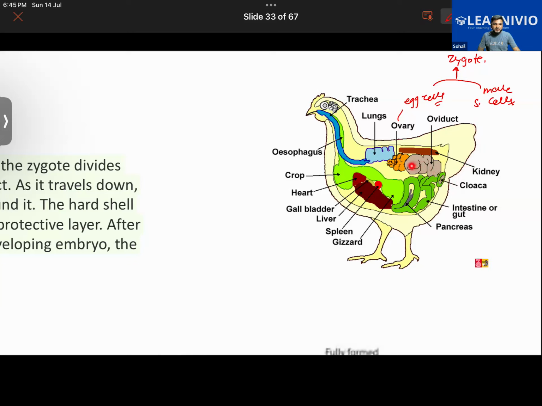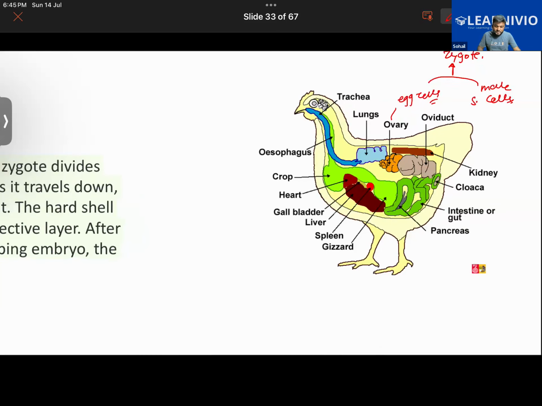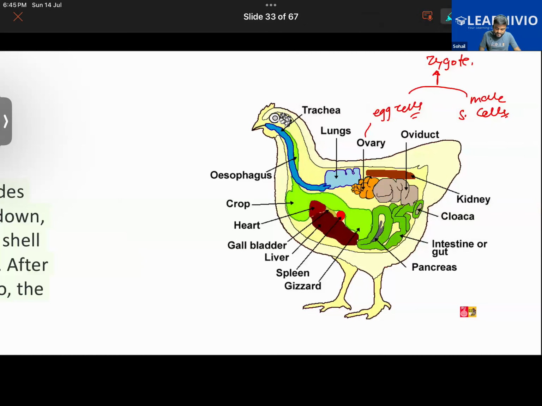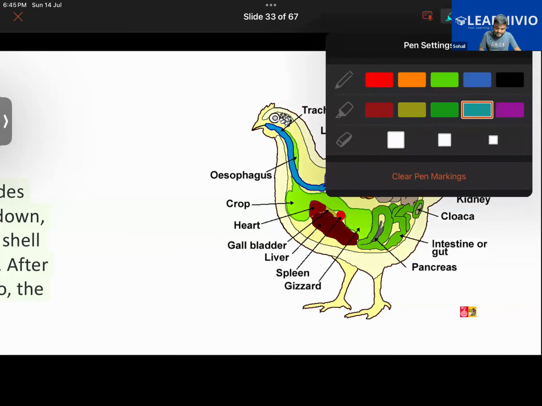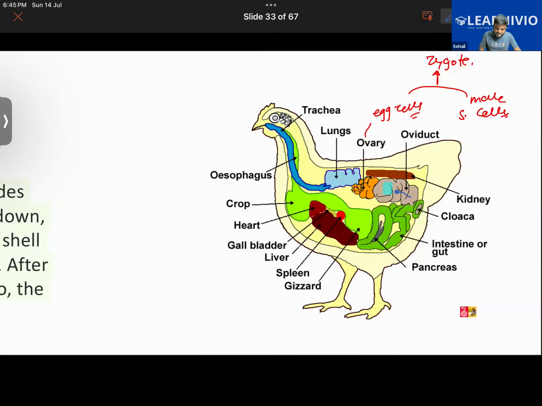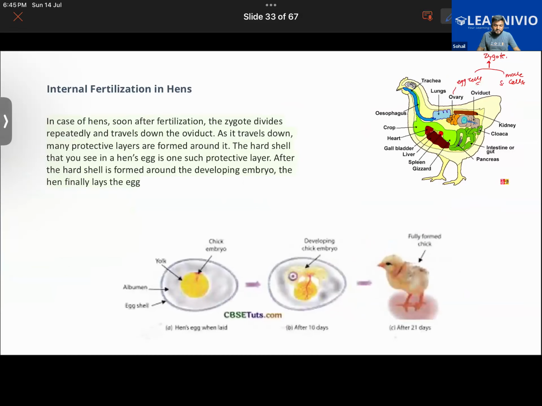So all the egg cells are released into the oviduct, and the male sex cells would also come into the oviduct. So say that this is the hen's egg cells, and this is the sperm cells. So here fertilization would be happening. Getting it, everyone now? Here fertilization would happen, and right after fertilization, the zygote would be formed.